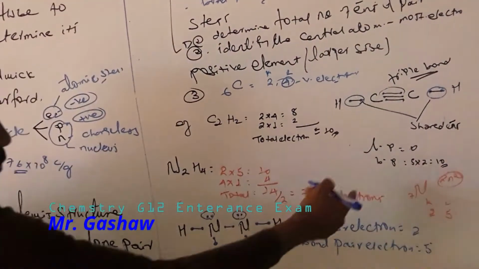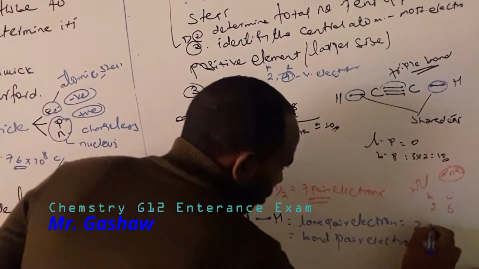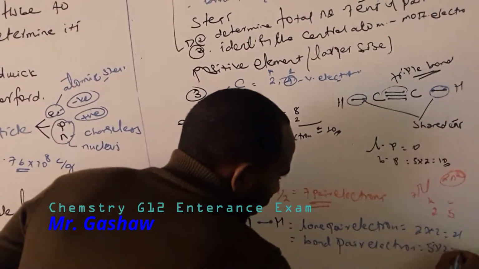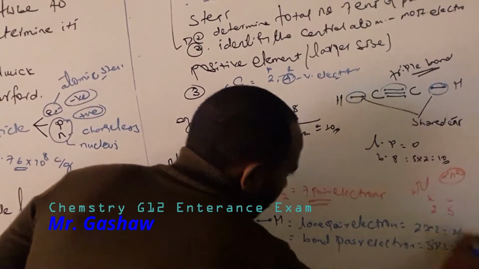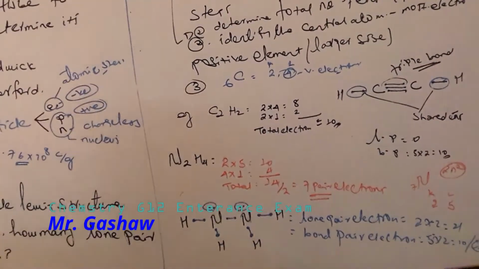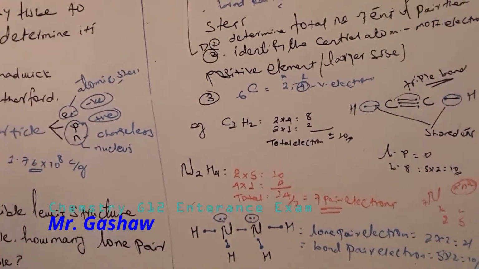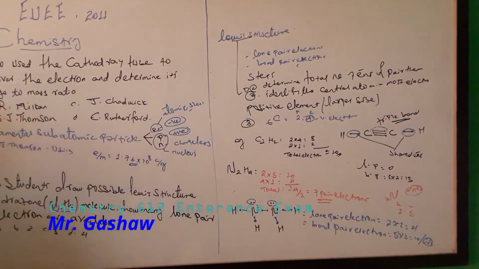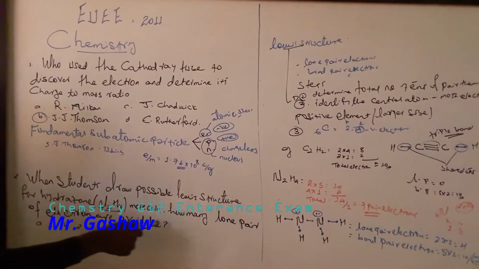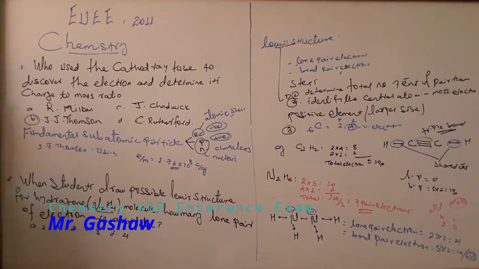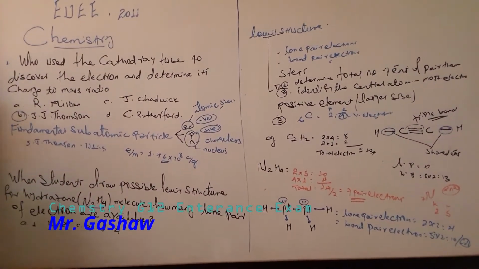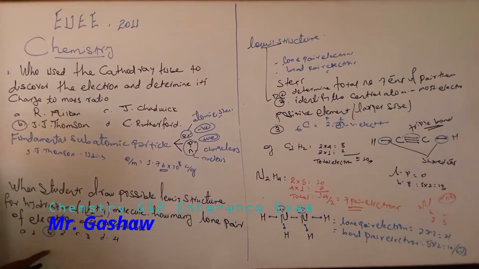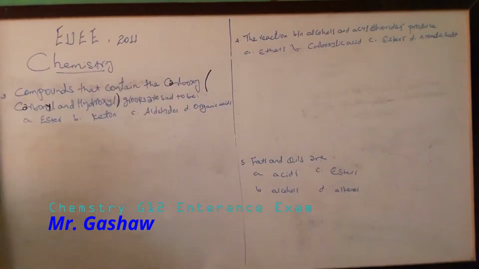Bond pair electrons 5. That means to determine the total number of electrons, 2 times 2 equals 4. Then 5 times 2 equals 10. Total it becomes what? 14. This one is the correct structure of hydrogen. Then after this, look at the question. When students draw the Lewis structure for the hydrogen molecule, how many lone pair electrons are there? The number of lone pair electrons is 2. Your answer becomes what? B.